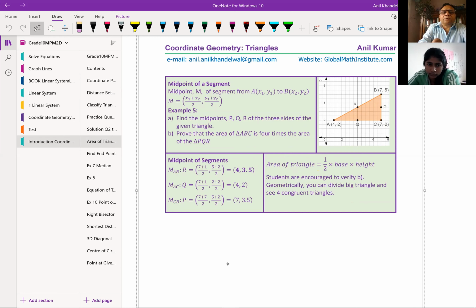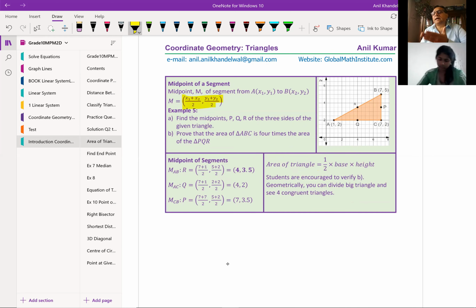So here is a very simple formula for midpoint. It is the average value, right? X1 plus X2 divided by 2, Y1 plus Y2 divided by 2. You get the midpoint of a line segment. So that's the formula which is going to be applied. So midpoint of a segment AB is this.